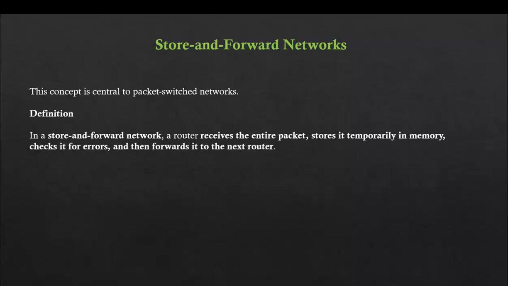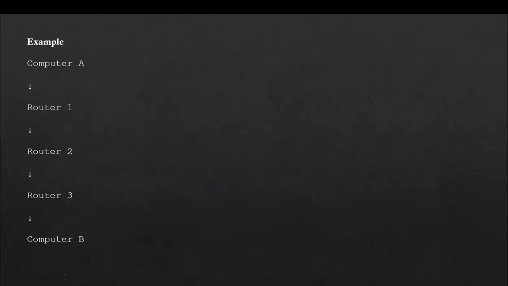In a store and forward network, a router receives the entire packet, stores it temporarily in memory buffer, checks for errors, and only then forwards it to the next router. Fine? Right. Let's see a small example. In this example, my sender is computer A. It is forwarding some packets, some information to computer B. Look, computer A, the data is moved to router 1, to router 2, to router 3, and then to the destination. So my packets are forwarded via router 1, 2, and 3.